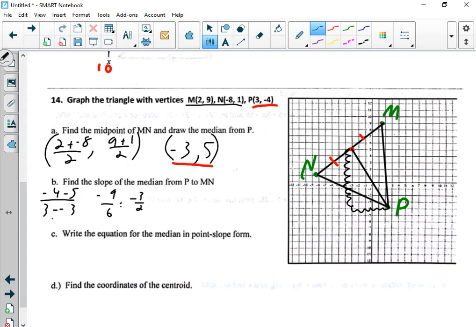Okay? Also, if you notice, if from this point you went down 3, and right 2, and then down 3 and right 2 again, you keep hitting that line. So the slope is negative 3 halves. So write the equation in point slope form.